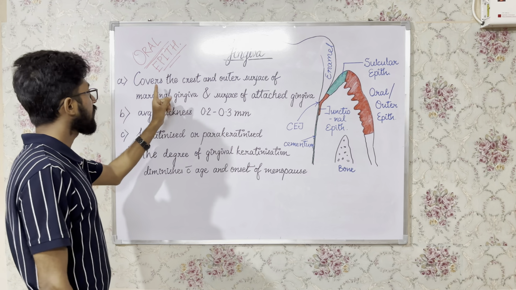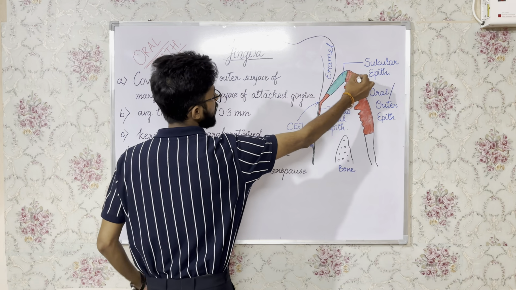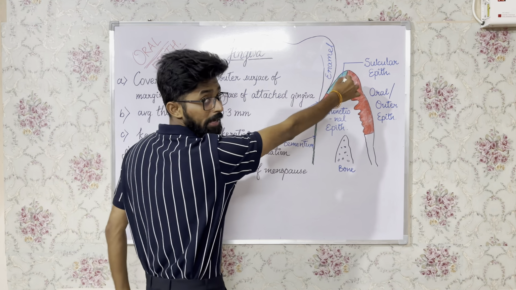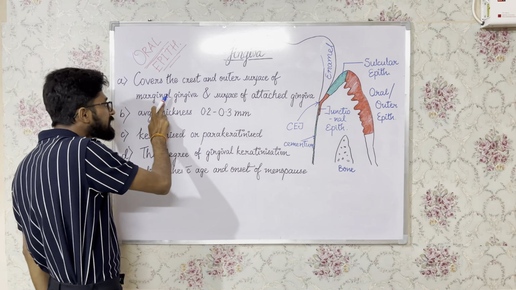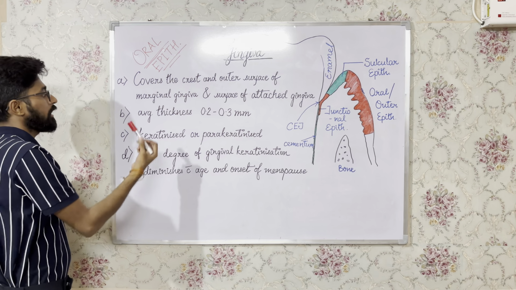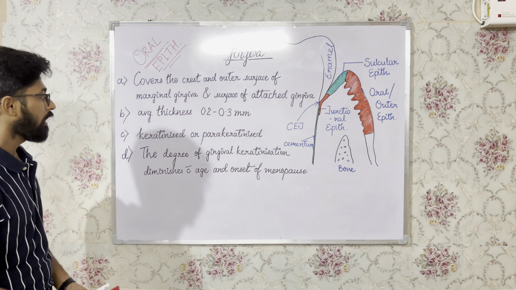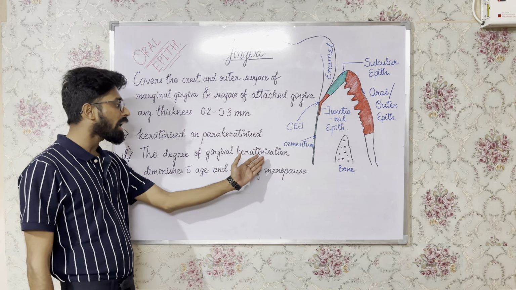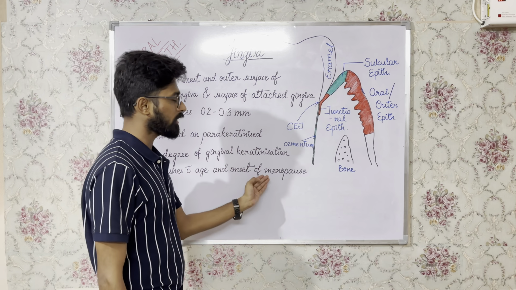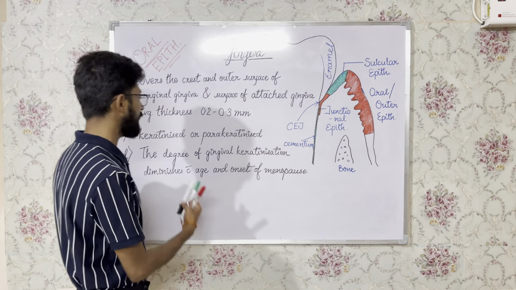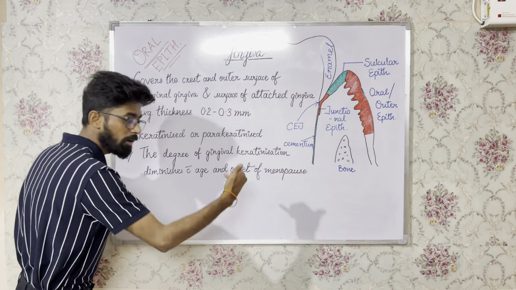Outer epithelium covers the crest. Crest means the peak, this portion, the topmost portion, like the peak of Mount Everest. It covers the crest and the outer surface of the marginal gingiva. Outer epithelium can be keratinized or parakeratinized. And the degree of gingival keratinization diminishes with age and onset of menopause, okay? The degree of gingival keratinization decreases with age and onset of menopause.